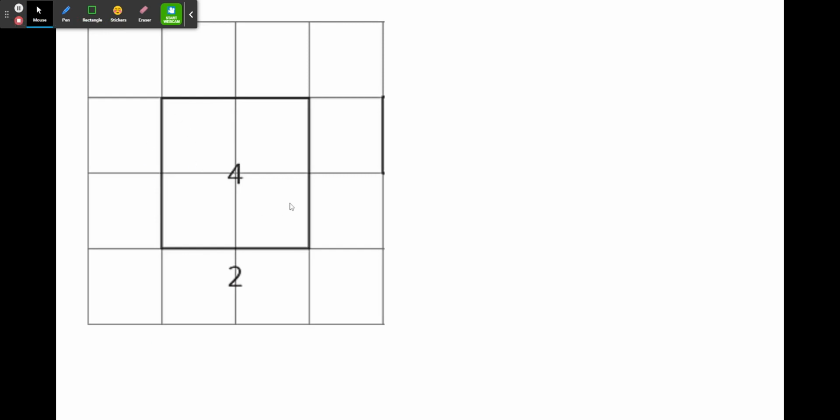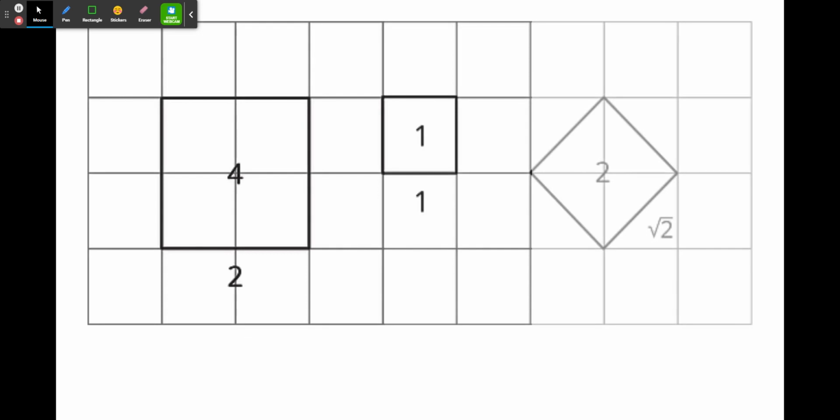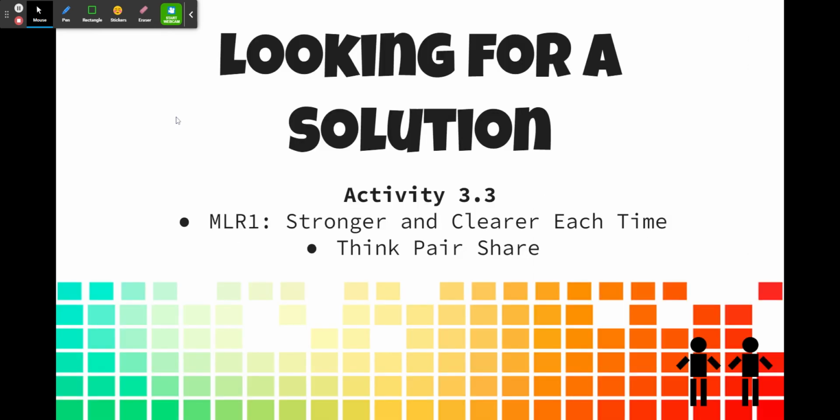So here it is drawn, of course, better. Our first square had an area of 4 and a side length equaling 2. Our second one was our 1 by 1, and its area was equal to 1, and our side length was also equal to 1. And here, with our area of 2, we said that our side length was the square root of 2.